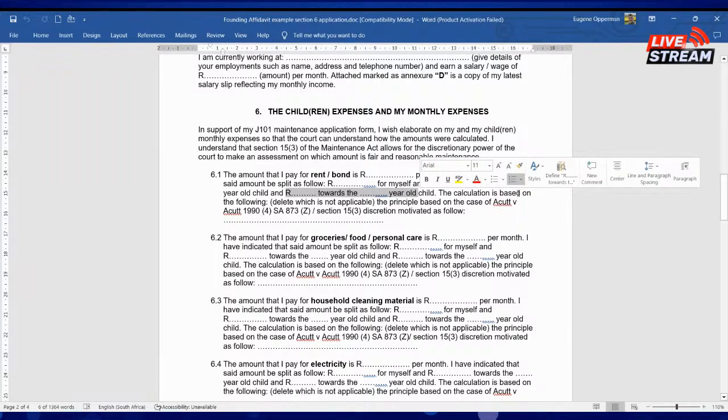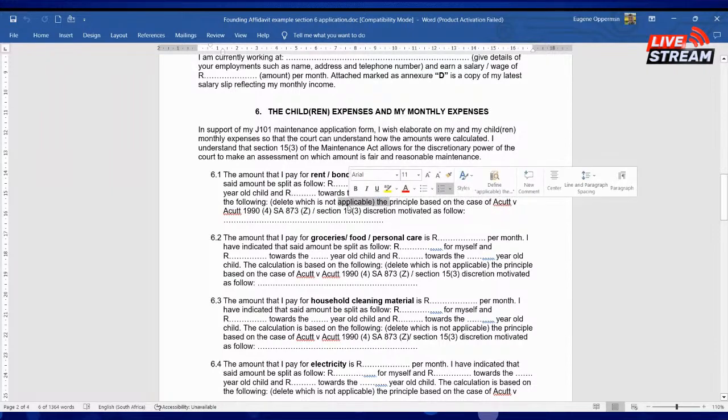The calculation is based on the following, and there again, you delete which is not applicable. You can say, right, if you use the principle of apportionment, where it says 1/3, 2/3, you know, the calculation of apportionment, allocating shares: one share for an adult, and 2 shares for an adult and 1 share for a child.